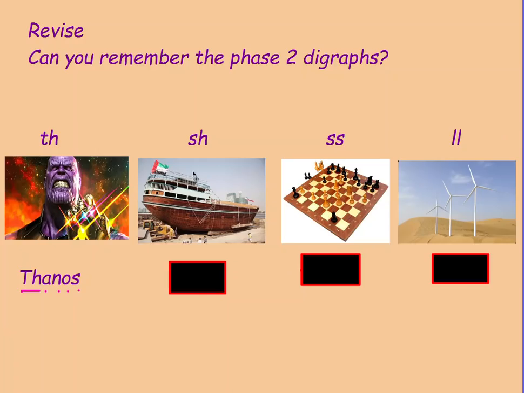Okay, the next one is a ship. It is a ship from the UAE. You need to write ship on your whiteboard. Okay, let's have a look at the word ship, see how you spelt it. There we go. This one's got the digraph at the beginning as well. So sh, i, p, ship.